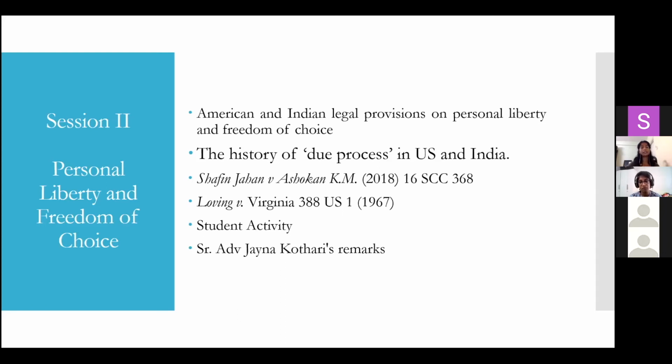The second case that we looked at was Shafin Jahan versus K.M. Ashokan, which is a 2018 case, and it's also known as the Love Jihad case. Over here, the case revolves around an interreligious marriage where we have Hadia, who marries a Muslim man and converts to get married to him. And we see that her father filed a habeas corpus petition to, one, annul the marriage, and two, to bring her back under his custody.